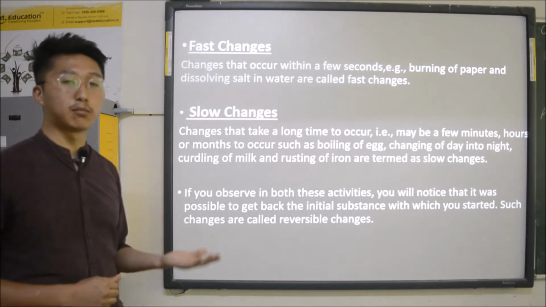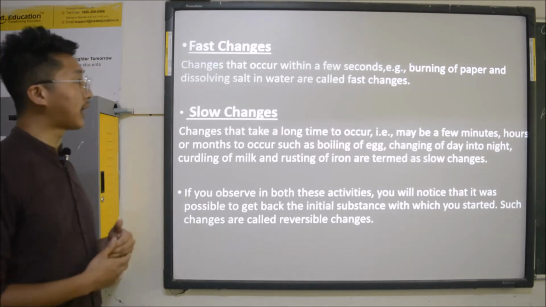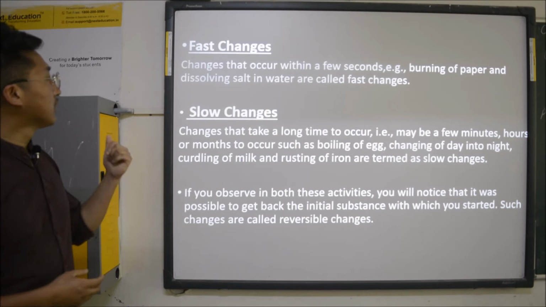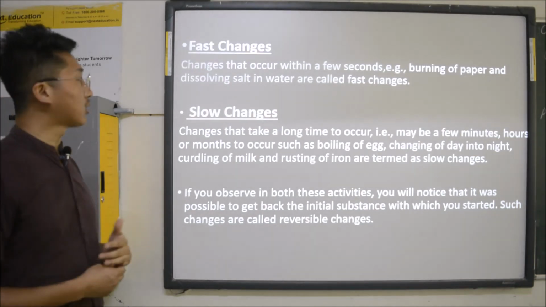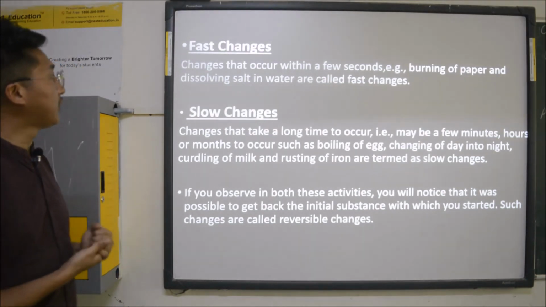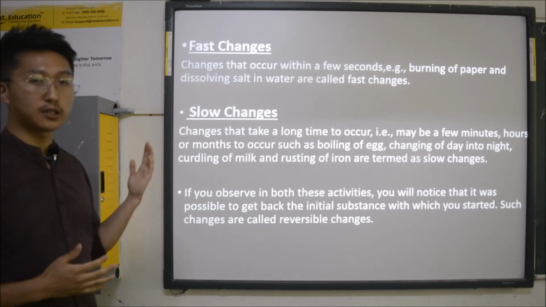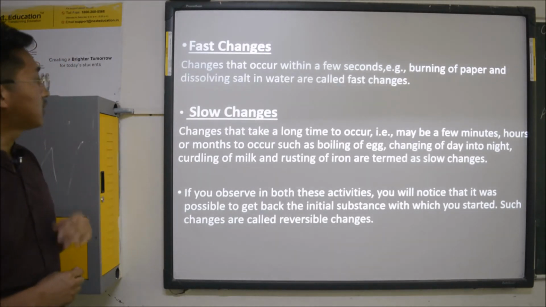So when we observe the burning of paper, it takes a very short time, and dissolving of salt in water also takes a very short time. So it is a fast change. And the next one is slow changes.